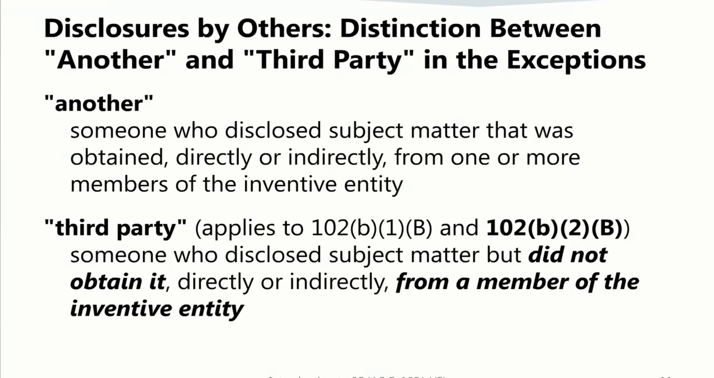Examiner training materials use the term third party to refer to someone who discloses subject matter but did not obtain it directly or indirectly from a member of the inventive entity. This is in contrast to another, which refers to someone who disclosed subject matter that was obtained directly or indirectly from one or more members of the inventive entity.